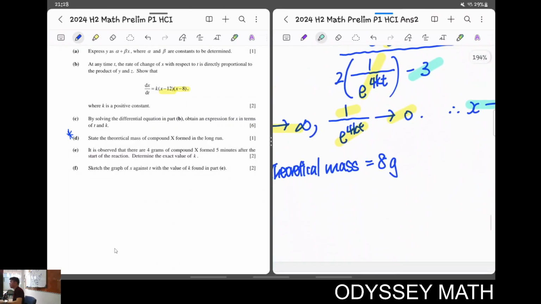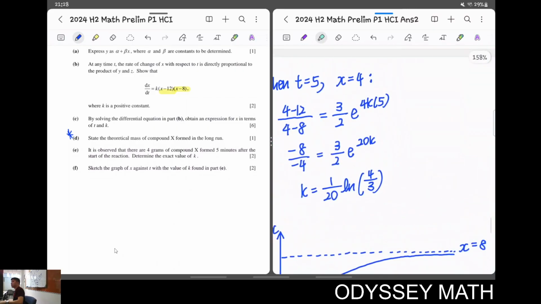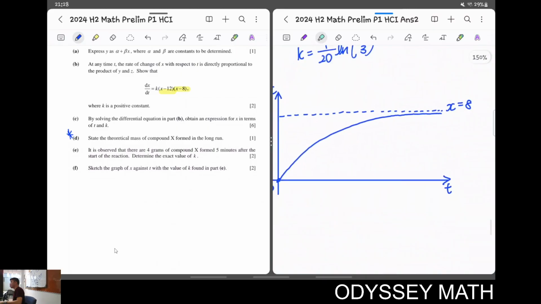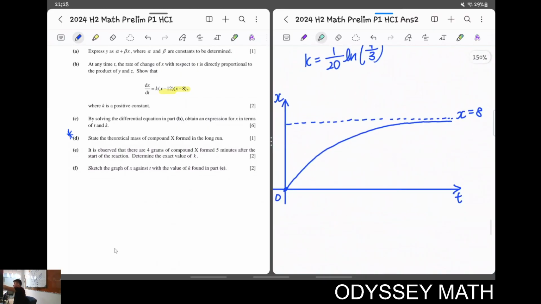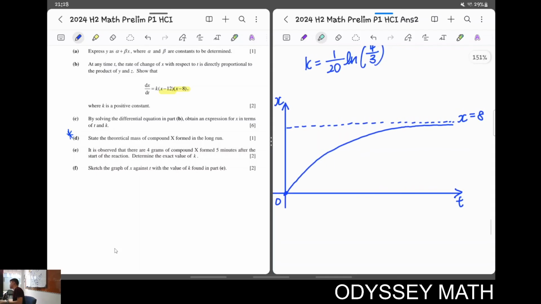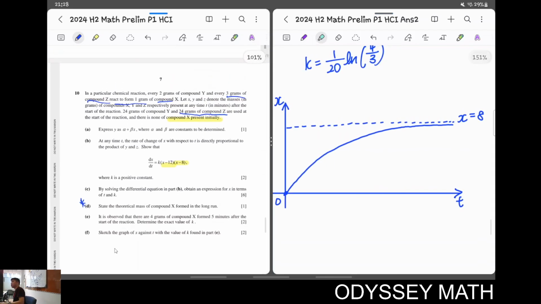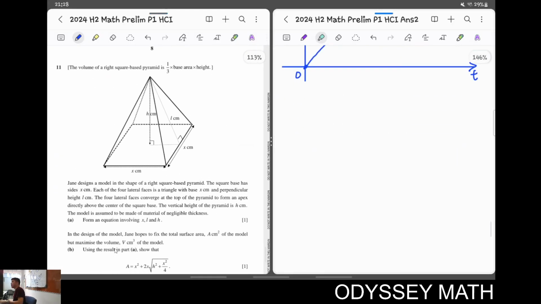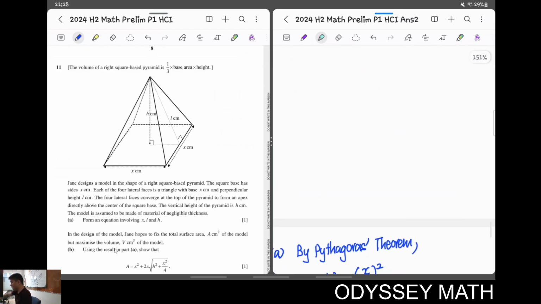Are we clear? You plug the K in, and based on part E, you know that the theoretical mass approaches 8 grams. So draw the horizontal dotted line, the asymptote, x equals 8. And then you just follow your GC graph, and it must start from the origin because the mass initially is 0. So that's it for question number 10. Wow, so fast. Okay, question number 11, put a star.